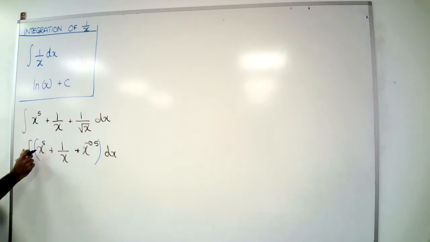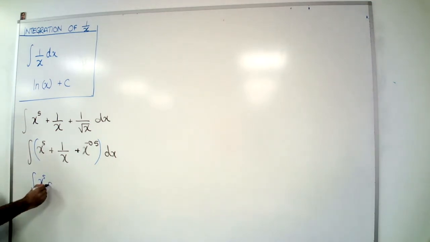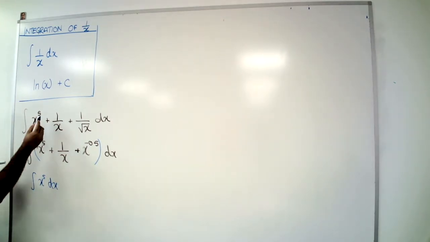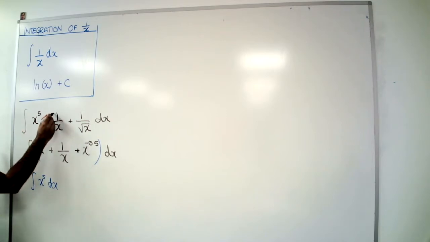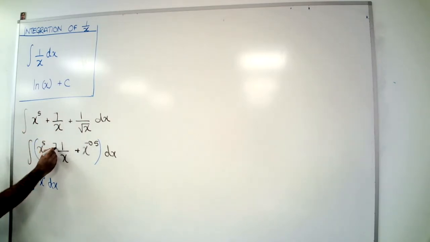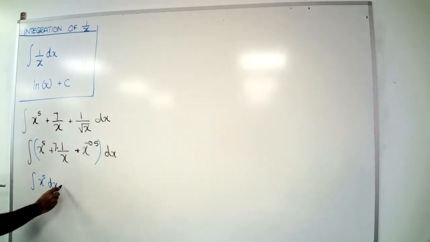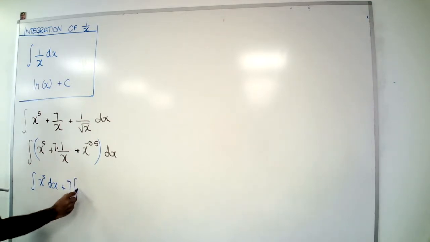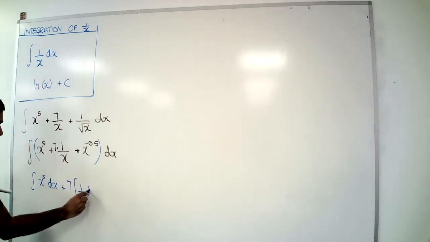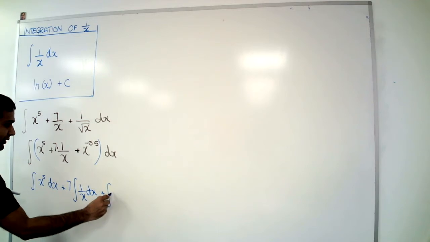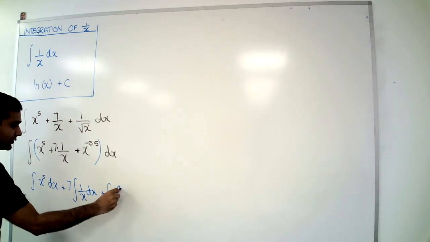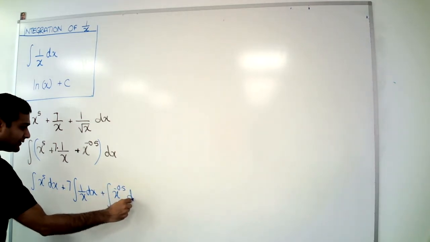So when I integrate the x^5, I can write it down as x^5 dx. Let me put a number 7 here, just in case, so let's say there was 7 over x. So I can just move the 7 out, 7 times 1 over x. Yeah, let's do it that way, because then we know how to do that. Plus the 7 and integral of 1 over x dx plus integral of x^-0.5 dx.